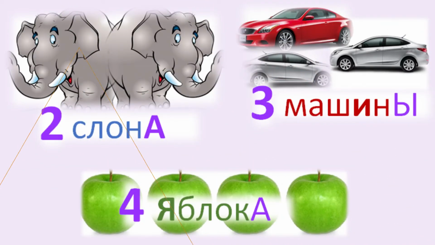For example, Два слона, 2 elephants, три машины, 3 cars, четыре яблока, 4 apples.